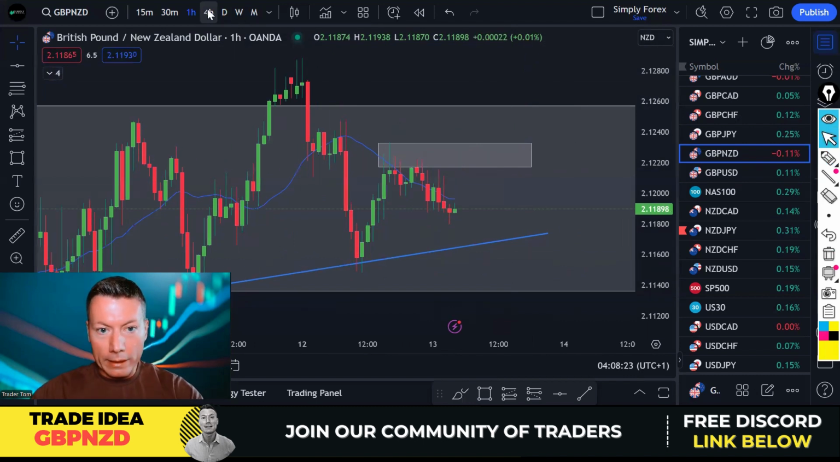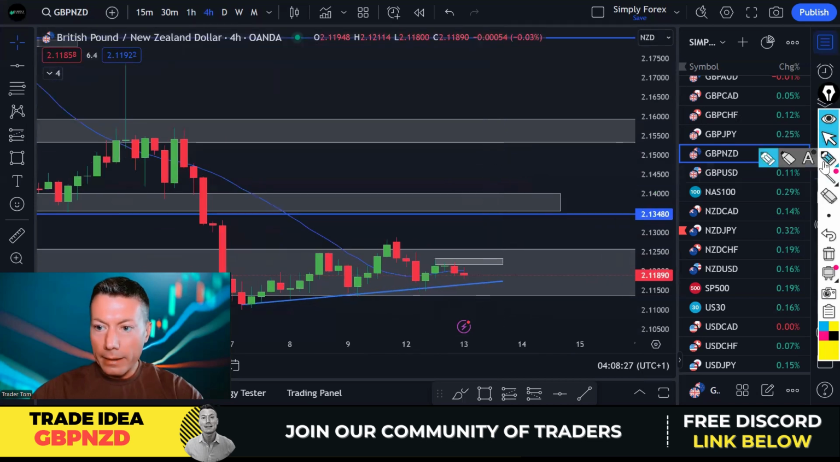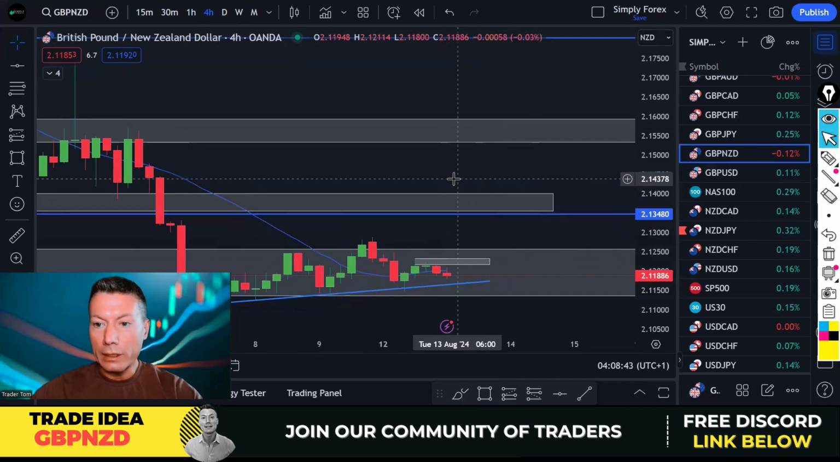Also, guys, with this trade, if we go back to the H4, my stop was down here, below this low, right? But now this has become the new higher low. So I could reduce my risk and put my stop in here, okay? But yeah, still looking for buys on pound New Zealand dollar.